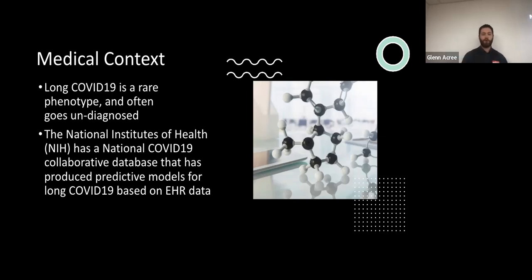And then the second part is, the NIH program, which I mentioned before, had a national COVID collaborative, and they made a lot of models on EHR to predict this very thing. But because it's only based on EHR data, there is a very big type 2 error. That is, there's a lot of people that they misidentified as having long COVID. So people who they guessed had long COVID, but actually didn't.